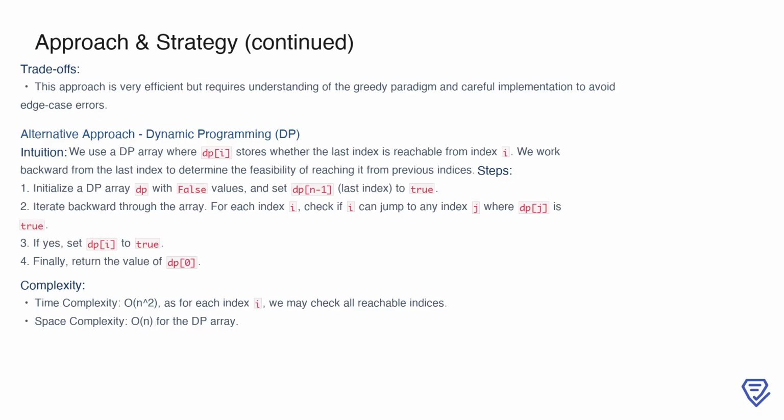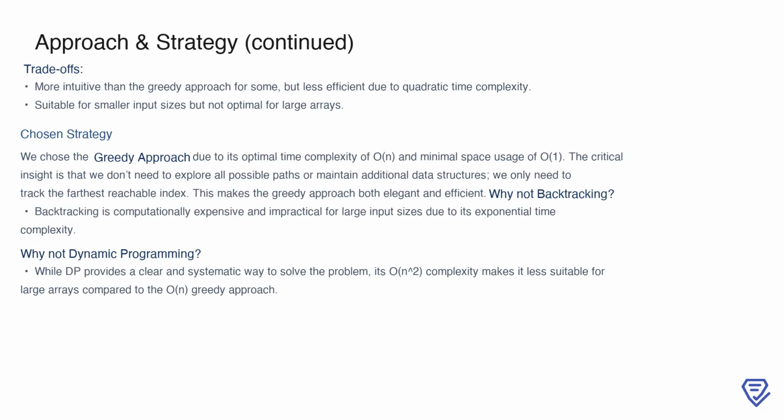While this method is more intuitive for some, it is less efficient, with a time complexity of O(n²) due to the nested iteration and a space complexity of O(n) for the DP array. While clear and systematic, this approach is better suited for smaller inputs. When comparing the approaches, we see that the greedy method strikes the best balance between simplicity and efficiency.